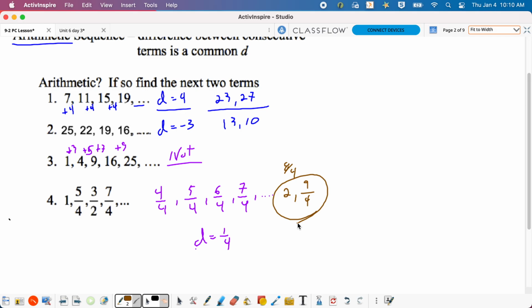All right, so given a sequence, you got to figure out the pattern. If the pattern is adding the same value from one term to the next, it makes it arithmetic.